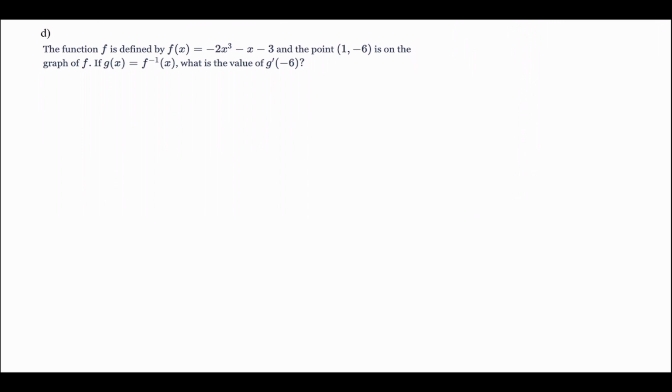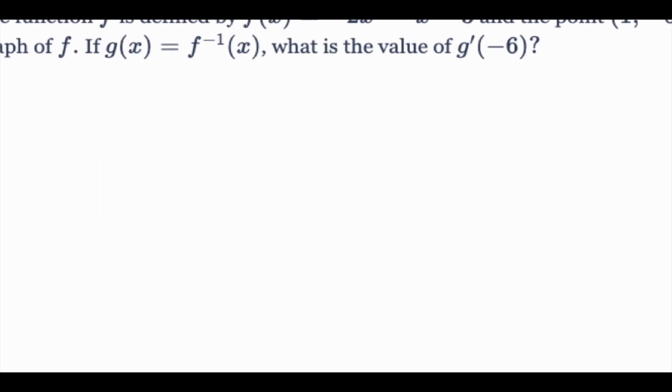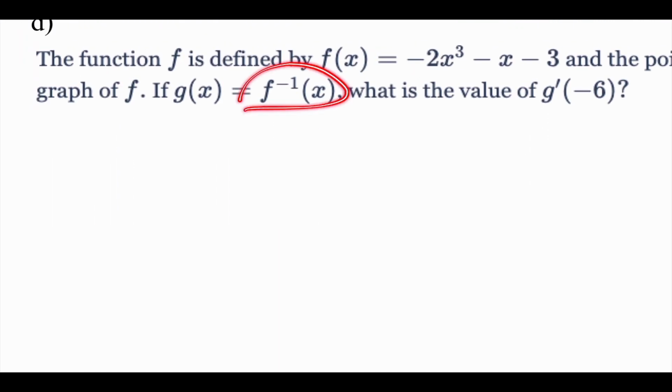All right. Okay, so let's see. We have the function f defined by f of x. So they give us f of x, and then they give us a point on the graph of f. g is the inverse of f. So anytime you see these notations, you don't see these notations a lot in calculus. So anytime you see this notation, this is what you're going to do.